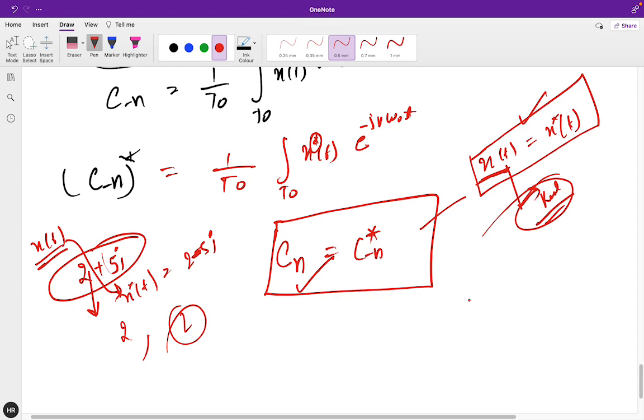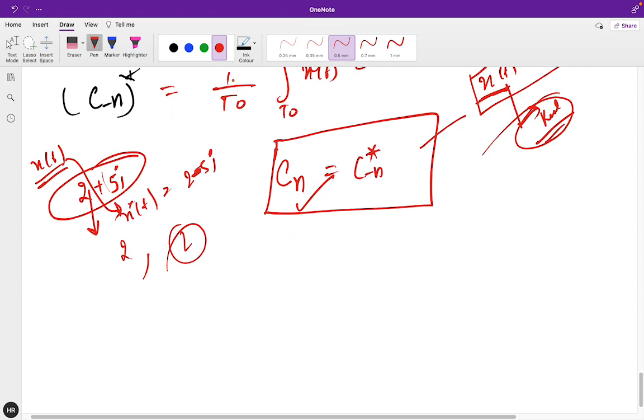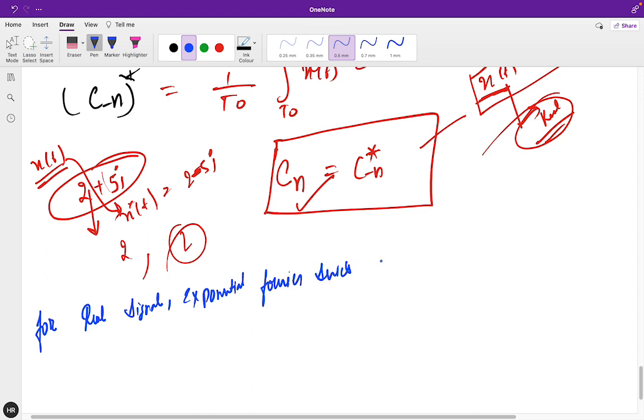For a real signal, write it down: the exponential Fourier series coefficient will be conjugate symmetric.